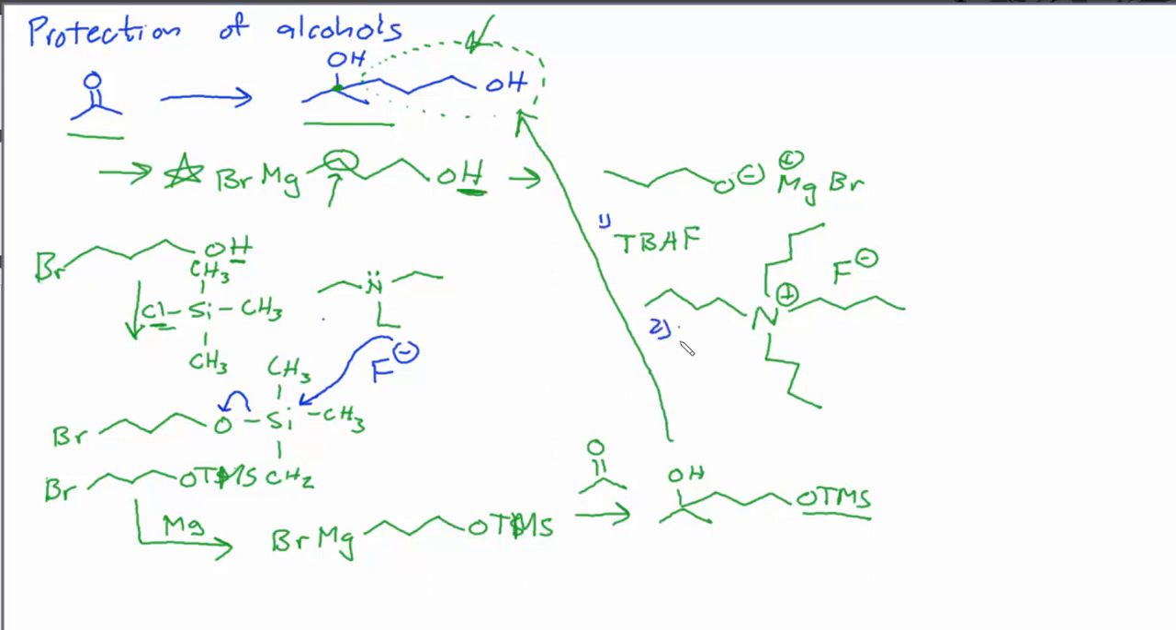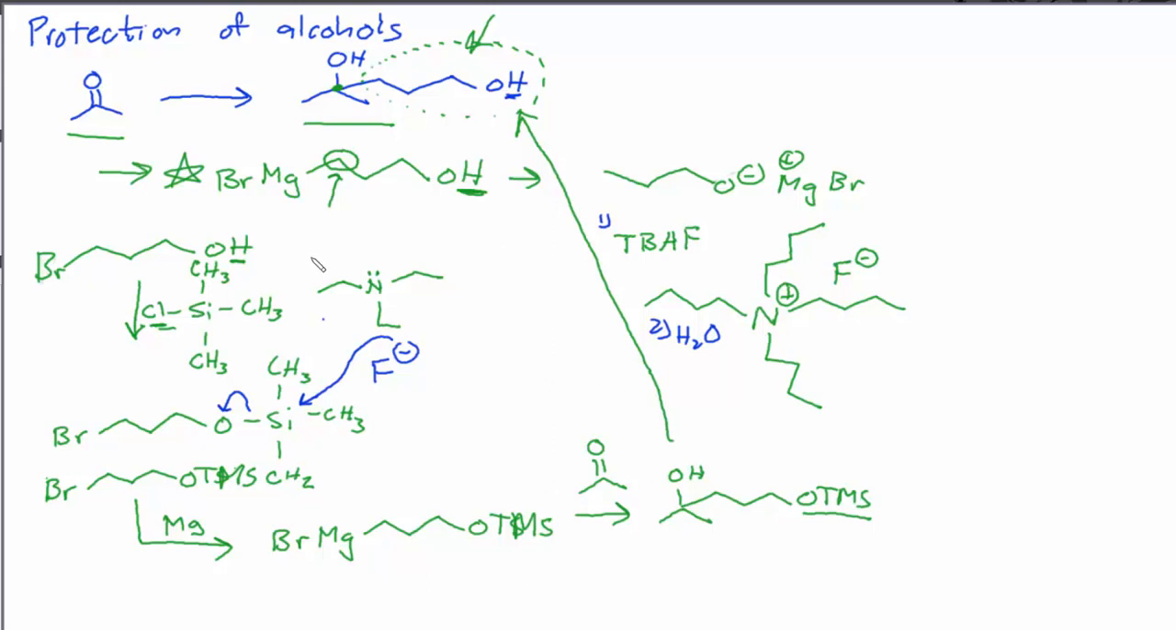The second step is probably a mild acid workup to provide the hydrogen again. And so we can deprotect with TBAF, tetrabutyl ammonium fluoride. It's a white powder, it's a salt that you can buy and store in a jar. And this is how we could protect alcohols so that they don't act as strong acids.